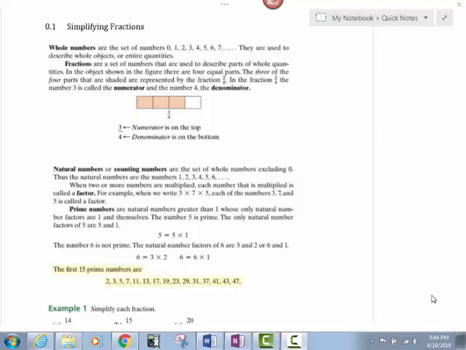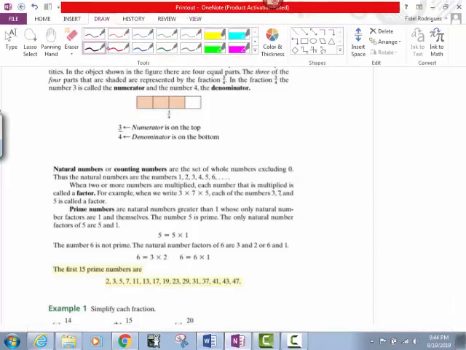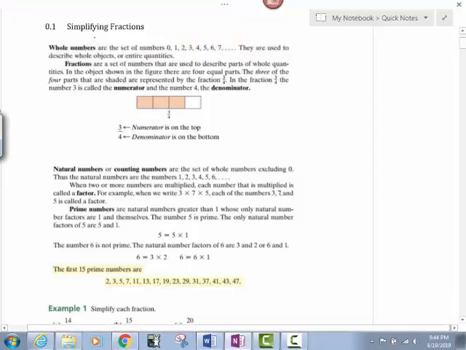Alright, so the first section that we're dealing with tonight is 0.1, simplifying fractions. Before we talk about fractions, we want to talk a little bit about whole numbers. Whole numbers are the set of numbers 0, 1, 2, 3, 4, 5, 6, 7. The little dots just mean that this goes on forever. Whole numbers are used to describe whole objects or entire quantities. Fractions are a set of numbers that are used to describe parts of the whole quantities.